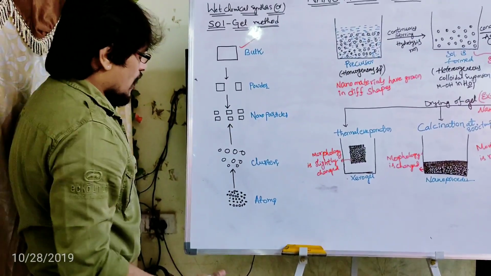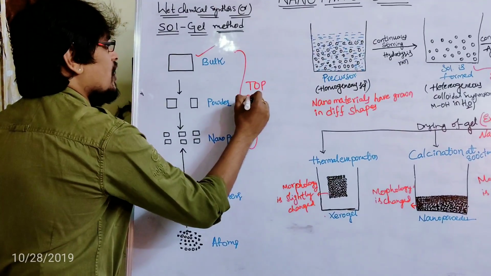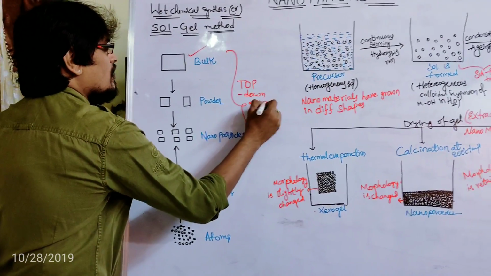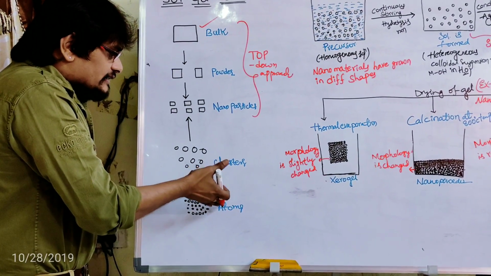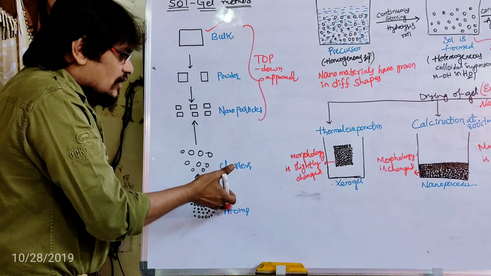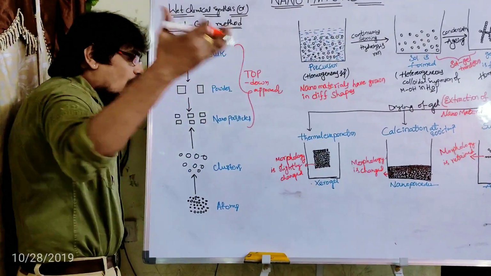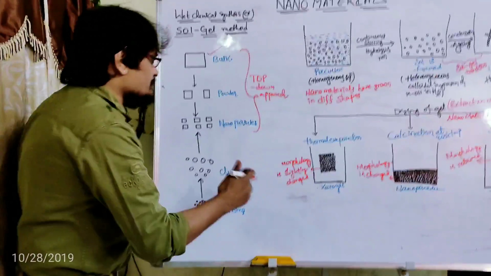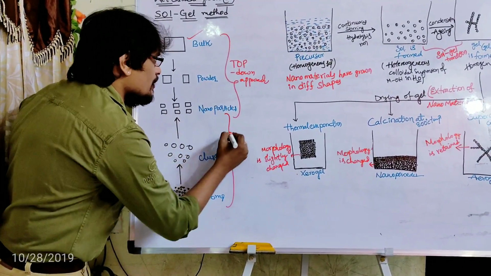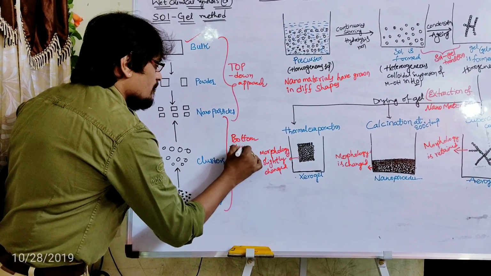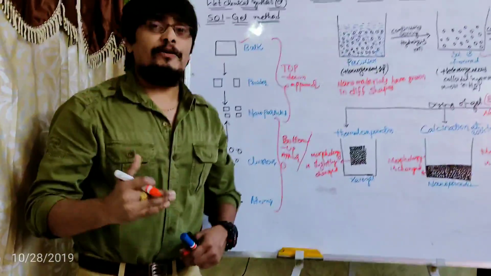This approach, top to bottom, is called the top-down approach. In the other case, the atoms, which are microscopic particles, are converted into macroscopic nanoparticles within the range of 1 to 100 nanometers, according to the definition of the bottom-up approach. This outline is nothing but the bottom-up approach. I hope you understood what the top-down approach and bottom-up approach are.